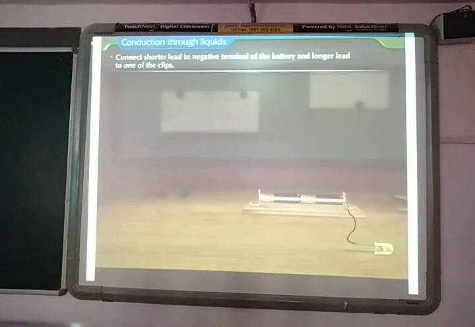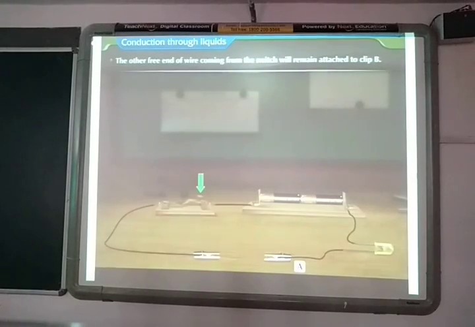Connect the shorter lead to the negative terminal of the battery and the longer lead to one of the clips. The other free end of the wire coming from the switch will remain attached to clip B. Our tester is ready.